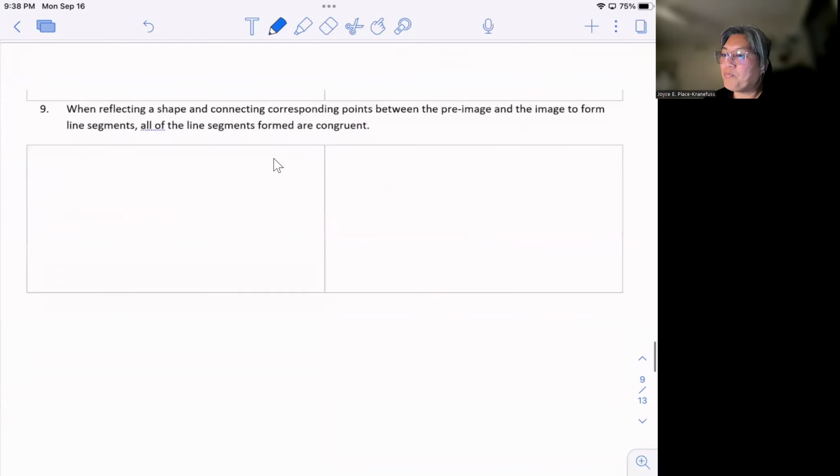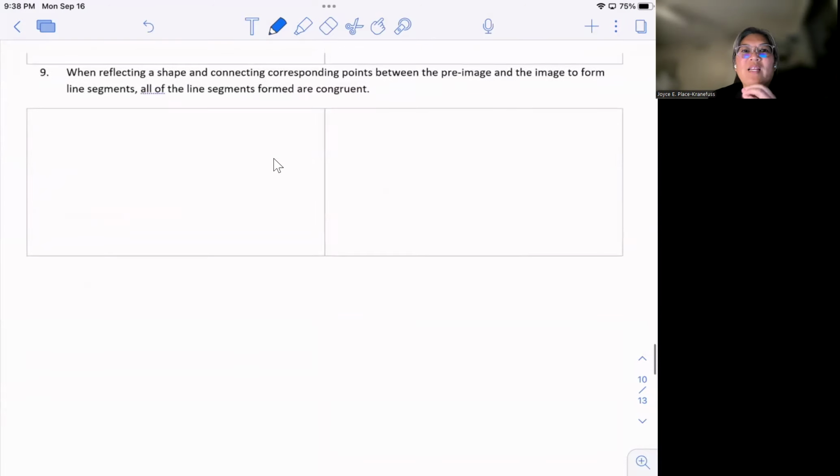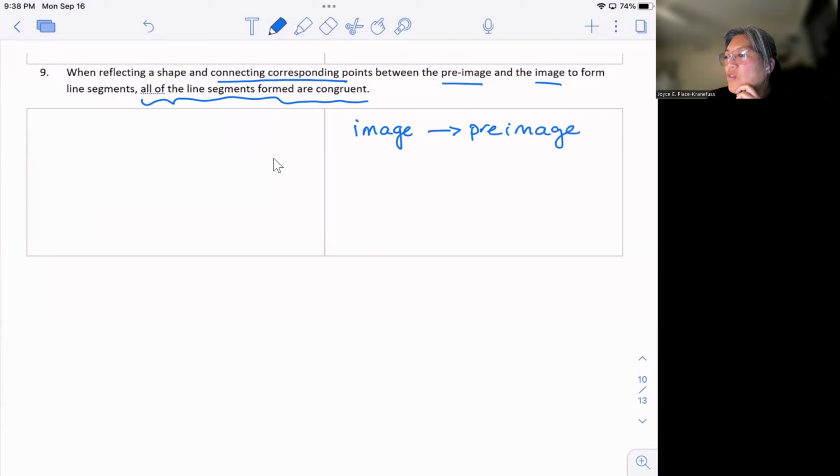All right, last one. When we reflect a shape and we connect the corresponding points between the pre-image and the image to form the line segments, are all of the line segments congruent? So that means we're going from image to pre-image. Are those segments congruent? Not from the line of reflection to the points, but from point to point. Exactly. We are going to disagree.